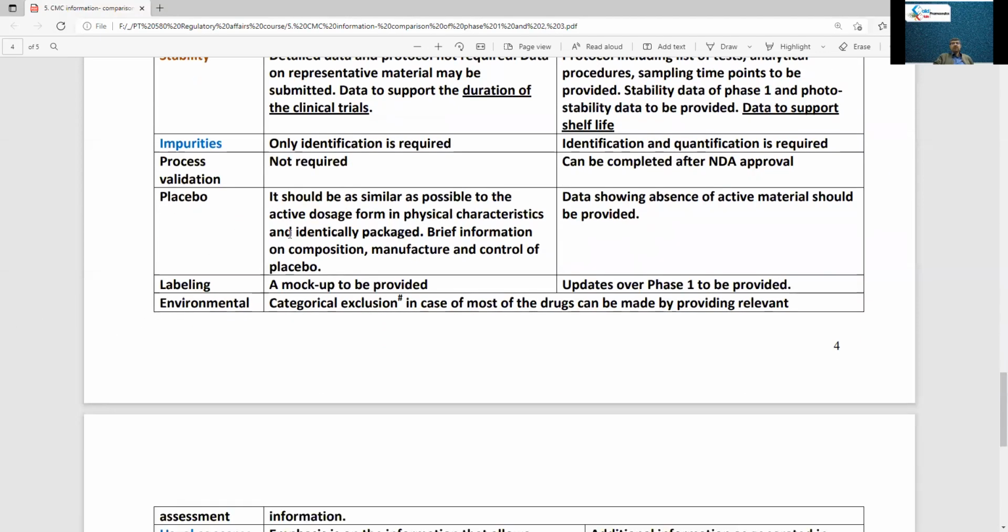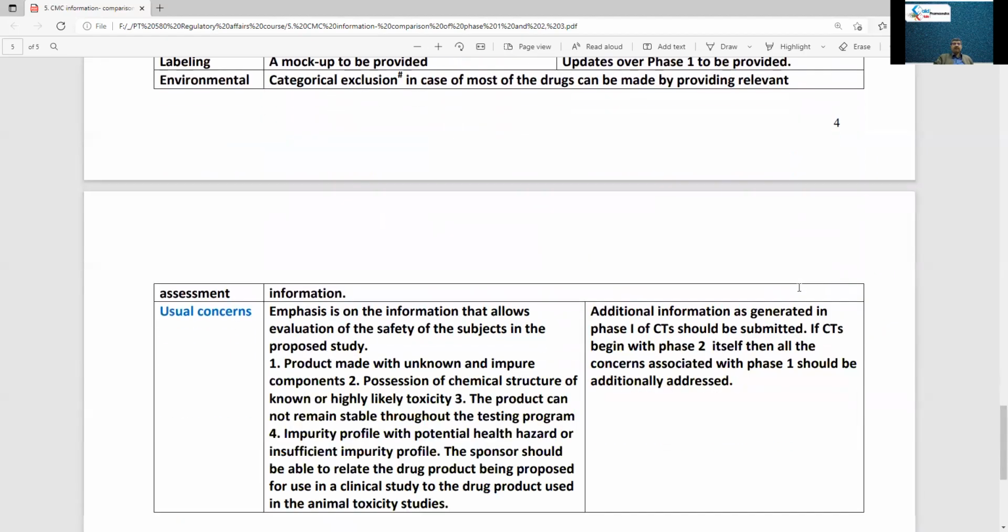For placebo, the information should be as similar as possible to the active dosage form in physical characteristics and identically packaged. Brief information on composition, manufacture, and control of the placebo is required. And here data showing absence of active material should be provided. For labeling, a mock-up label needs to be provided in the phase 1, while for phase 2 and 3, an update over phase 1 should be provided.